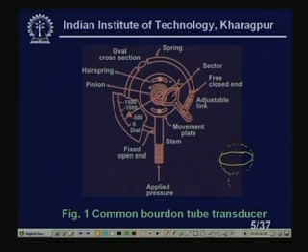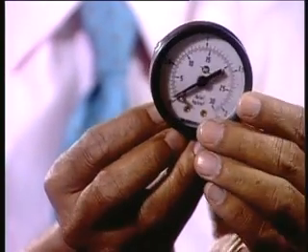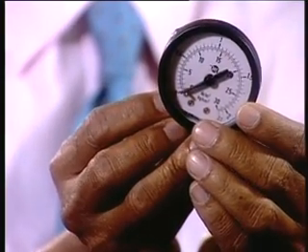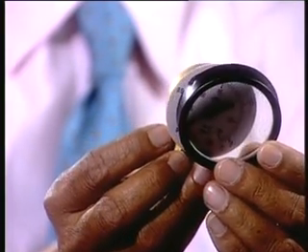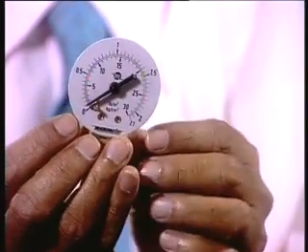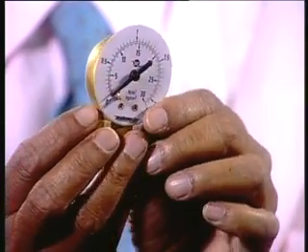Now let us look at a typical Bourdon gauge. You see this is the dial of the Bourdon gauge. You can see the dial here, fine. Now I remove the glass cover, okay. You see here. Now let us look at the back side.